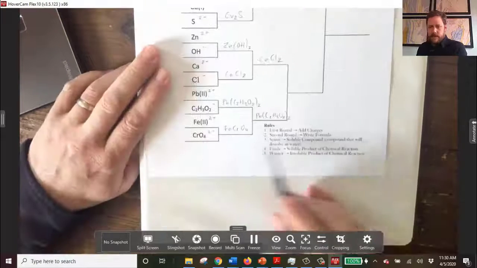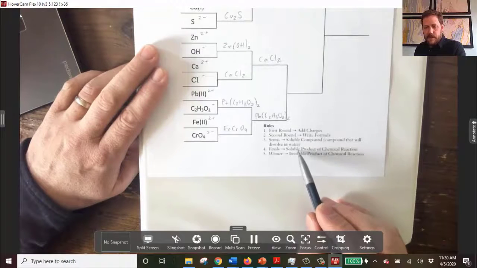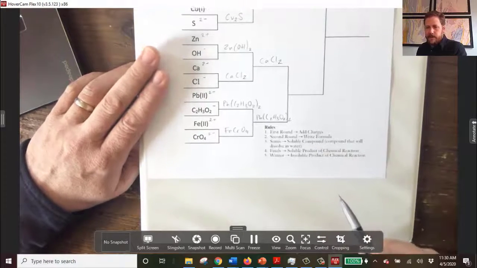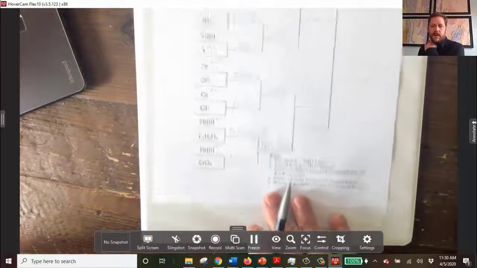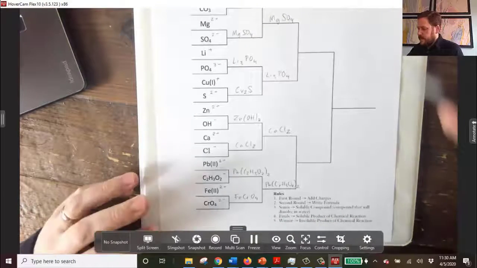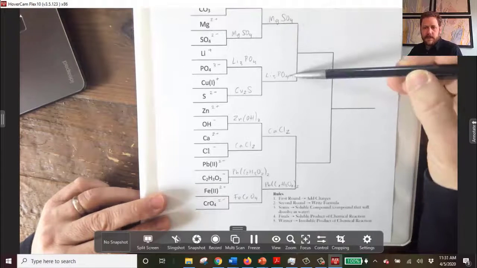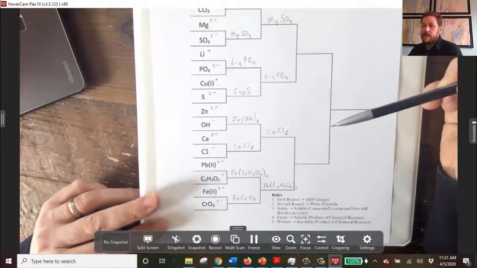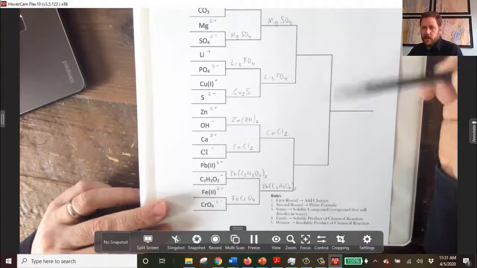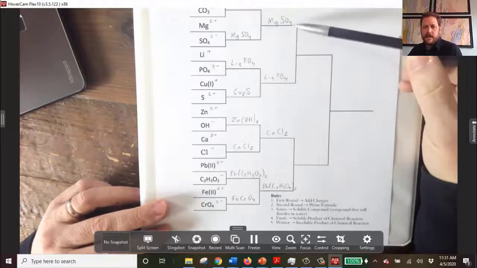Let's look at the rules one more time, and the finals, you can see, are going to be the soluble product of a chemical reaction. Now, this is a little bit more complicated in that we're asked to consider the product of a chemical reaction. In other words, consider a chemical reaction that occurs between this species and this species. That would be a double displacement reaction. We would end up with magnesium phosphate and lithium sulfate.